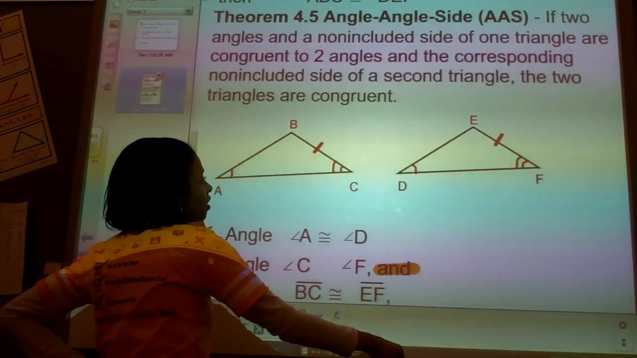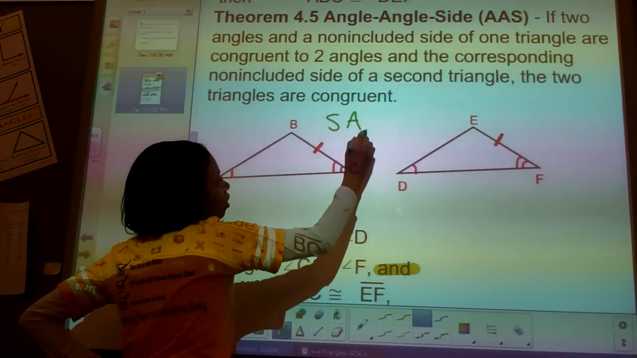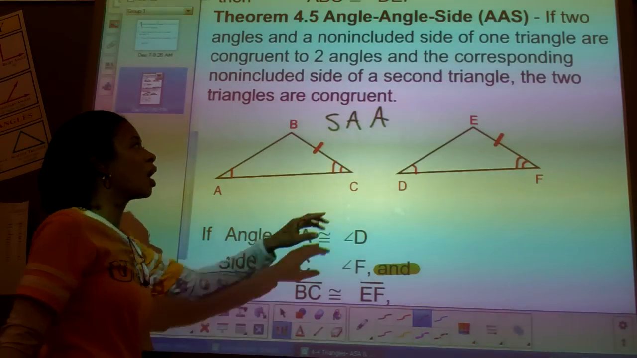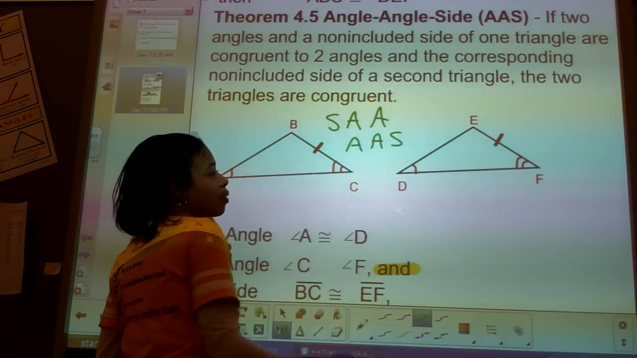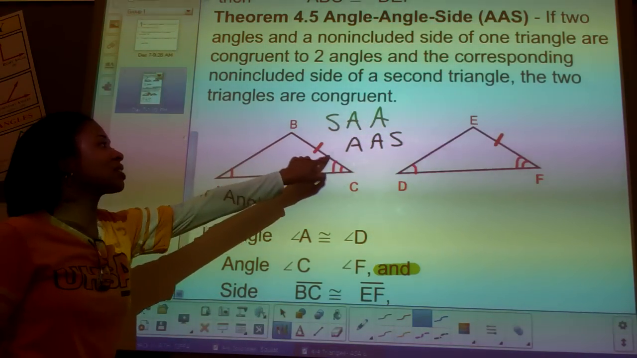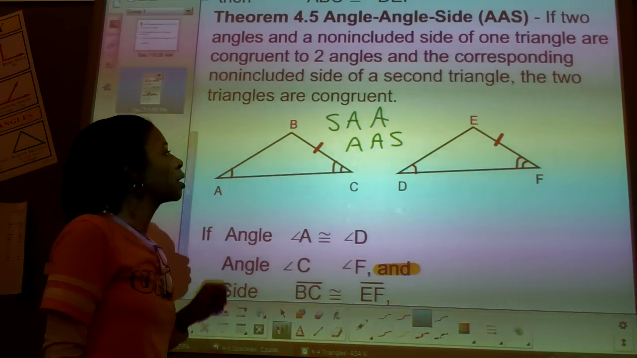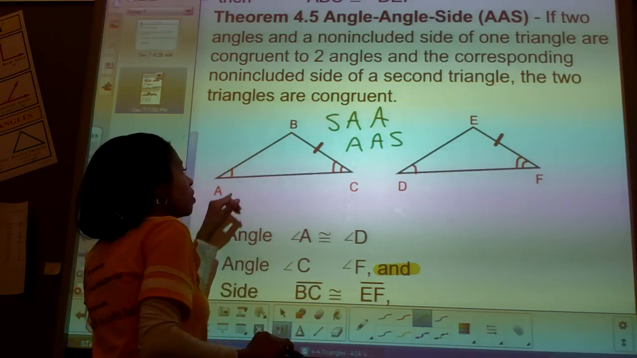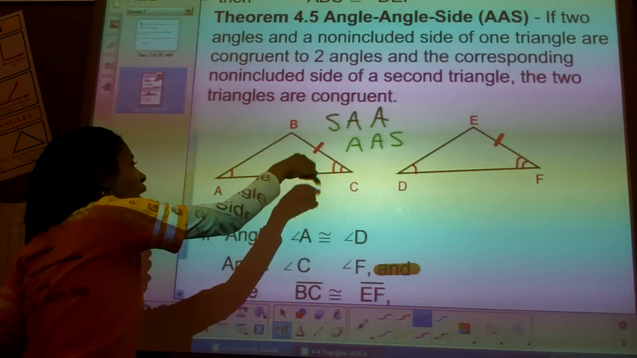Because if I had gone counterclockwise, then I would have seen that I have, okay, first side, angle, angle. It's the same thing as angle, angle, side if I reverse it. Okay, so if you got side, angle, angle, these two are the same thing. That just means this time you should go counterclockwise instead of going clockwise.